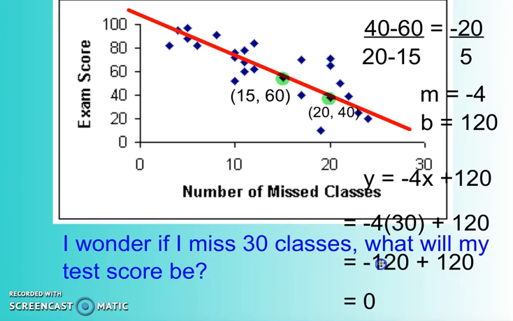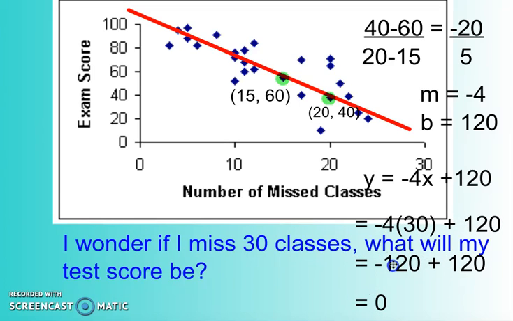Which makes sense. I mean, my score should not be good, especially if I miss 30 classes. And if I extend this line, it's pretty darn close to 0. It is maybe a little bit above, but not much. So that would be my estimate, about 0.